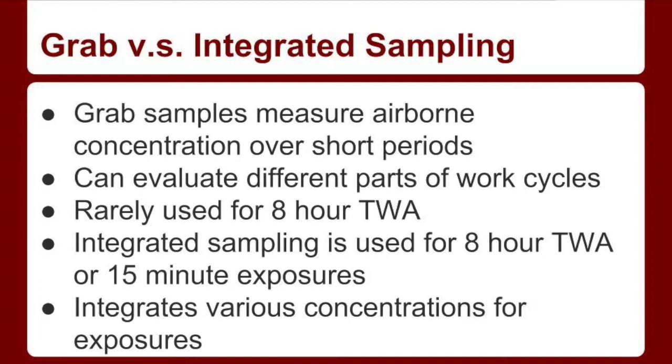Grab sampling is helpful for evaluating different parts of the work cycle. For example, setups, maintenance, or spills may result in higher exposures than regular operations. This type of sampling can help pinpoint where to focus control efforts.